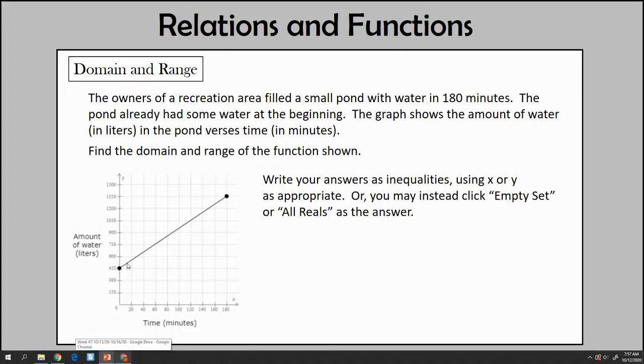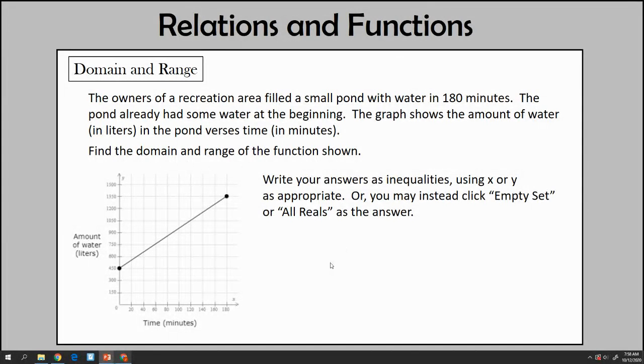Remember that this line is made up of all the ordered pairs that are on the line between these 2 points. So for example here, at time 0, there's 450 liters in the pond. So (0, 450) would be an ordered pair in the relation. And at 20 minutes, you could see roughly, we'd have to guess there, 575 or something. It's getting close to 600. It doesn't matter. We don't have to know exactly what these numbers are. We just have to understand what they represent.